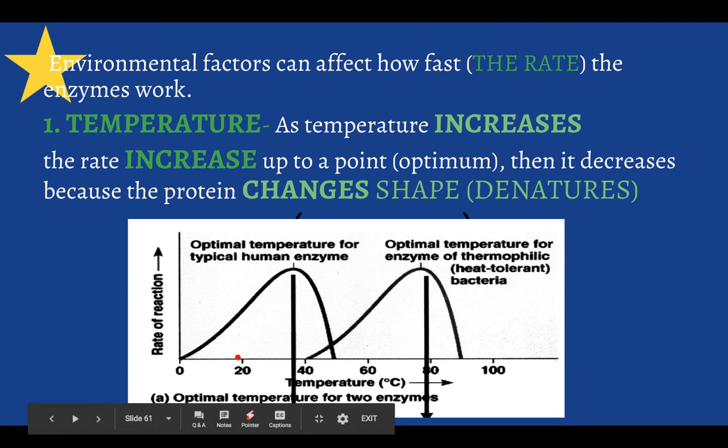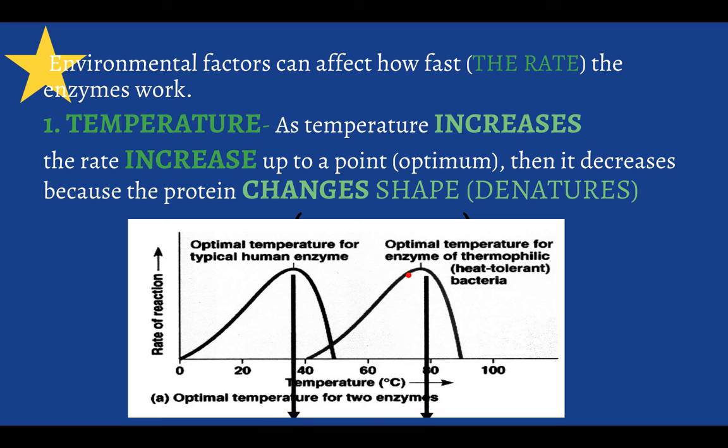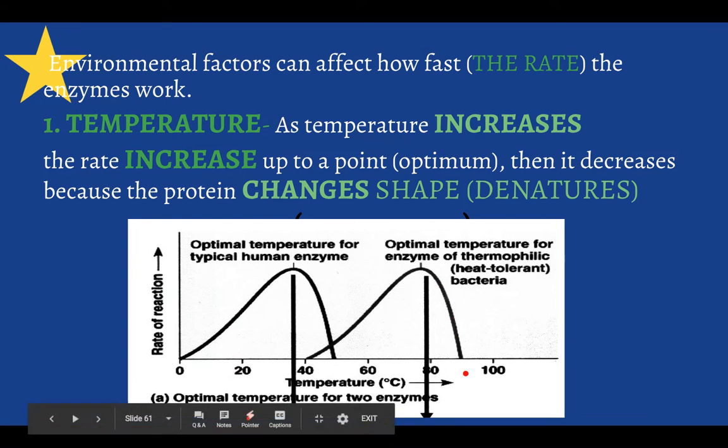So at 20 degrees, it has no activity at all. It starts to get a little bit of activity at 40. Its optimal temperature is 78 degrees Fahrenheit. Then when it gets too hot, it denatures, changes shape, doesn't fit the substrate anymore, and completely stops working.